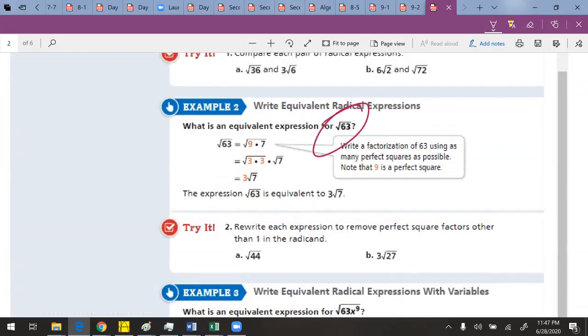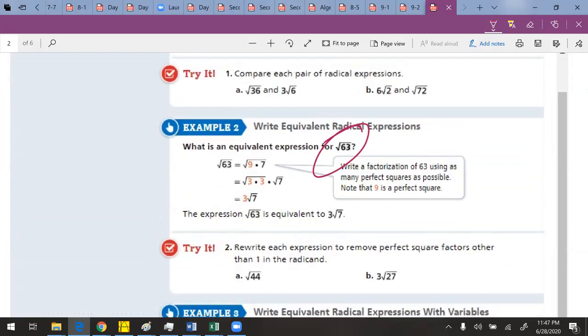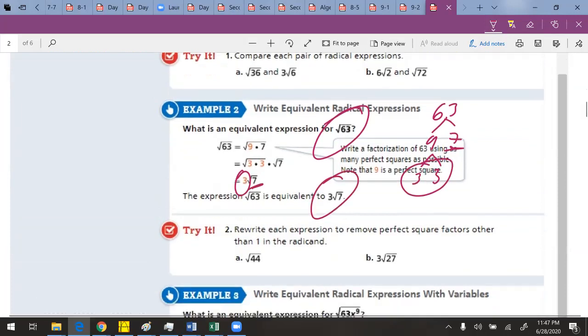So what I want to focus on is this, the more important example. What is an equivalent expression to radical 63? What we need to do is break them down to prime numbers, okay? 63 can become 9 times 7. I can't break down 7 anymore, but I can break down 9 to 3 and 3. Any pairs I have come outside. Any pairs I don't have stay inside. There you go. That's your answer.